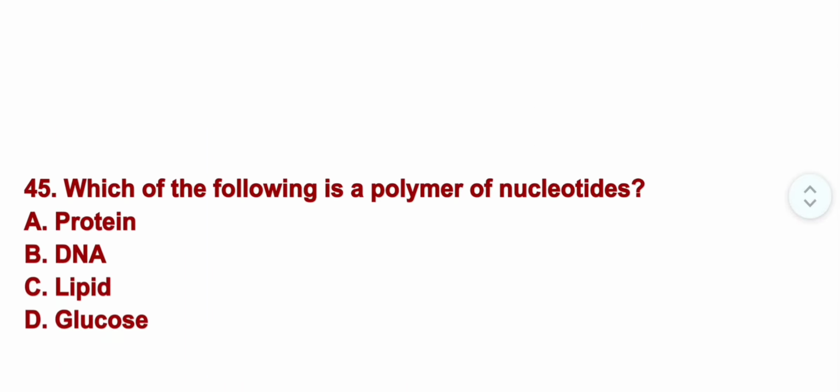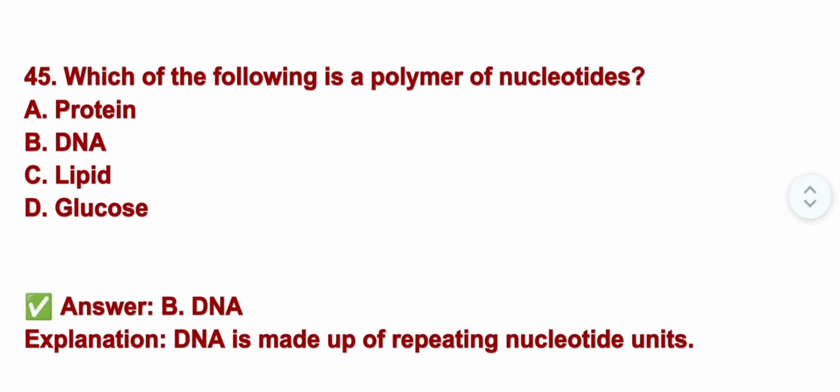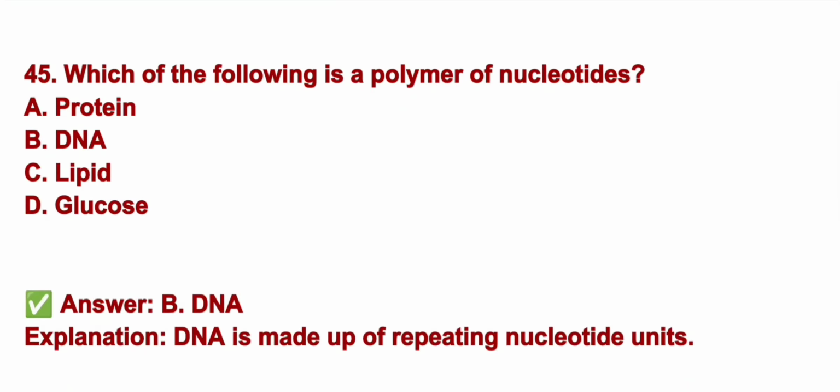Question number 45. Which of the following is a polymer of nucleotides? The correct option is option B, DNA. DNA is made up of repeating nucleotide units.